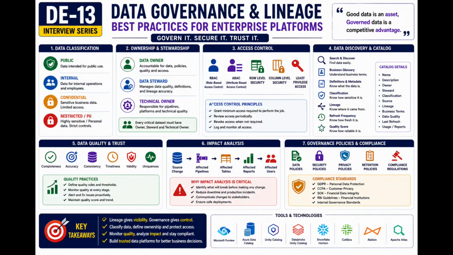So next is ownership. Critical data sets should not be orphaned. We should know who owns the data, who manages its quality, and who maintains the technical implementation. Then next is access control. We should follow the principle of least privilege. Users should get only the access they need. Depending on the platform, this can involve RBAC, row level security, column level security, masking, or other controls.